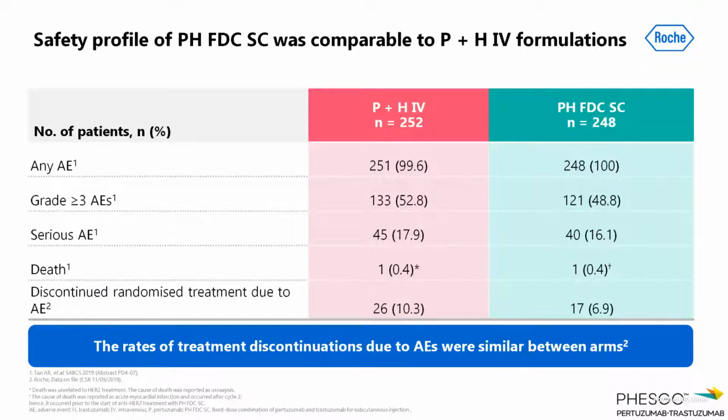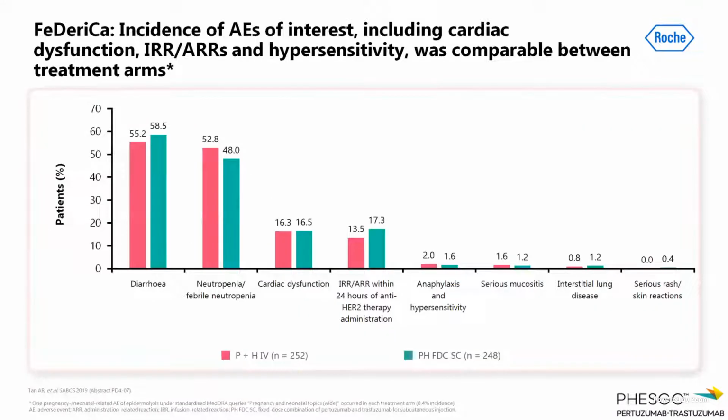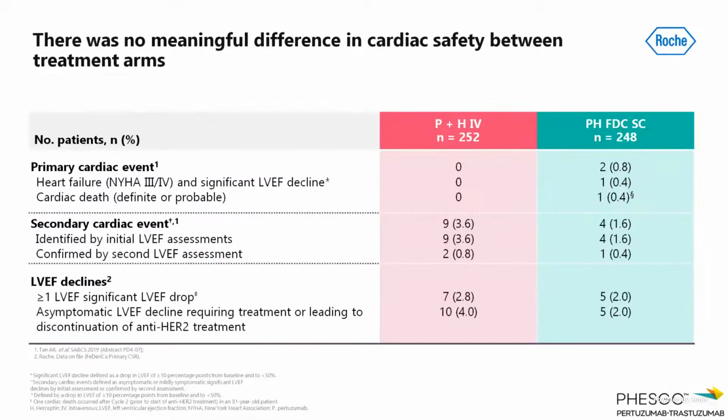Safety profile was well comparable. If you look at the rate of grade 3 or higher AE and serious AE, it was comparable to the intravenous formulation. There was 1 death in each arm, and discontinuation rate was lower with subcutaneous treatment. Overall, the type of AE was also well balanced. One important concern you might ask is, what is the rate of drug reaction? You can see that the rate of drug reaction within 24 hours is slightly higher with subcutaneous formulation, but overall safety appears to be comparable between the two formulations.